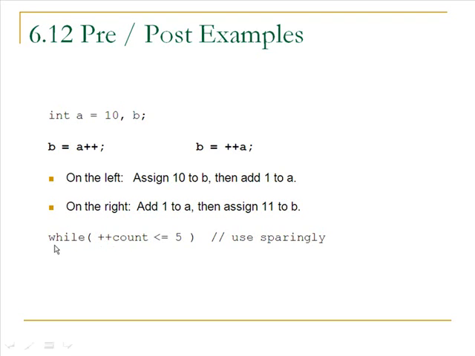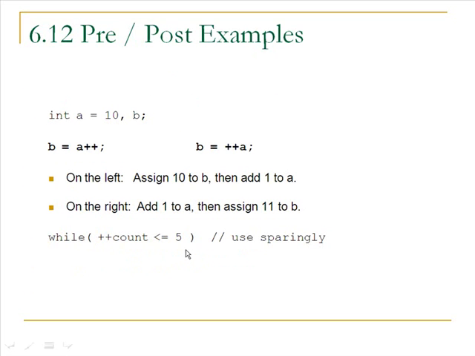You can mix them in with other operators. So in this while loop, for example, plus plus count is less than or equal to 5. What happens first? What gets compared to what? Well, this is a pre-increment, so we would add 1 to the count and then compare it to 5.